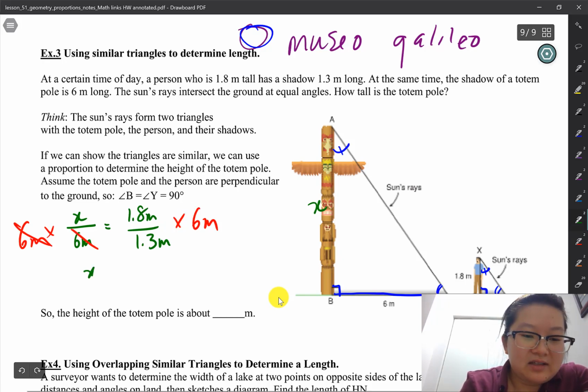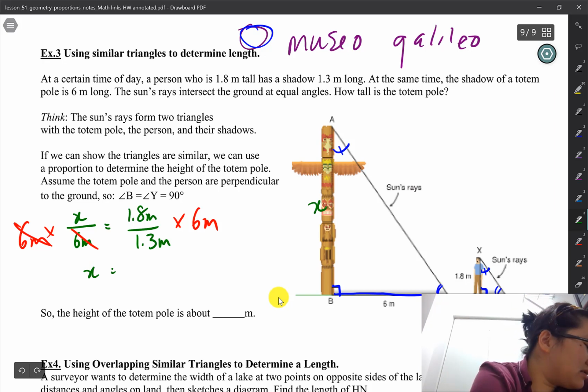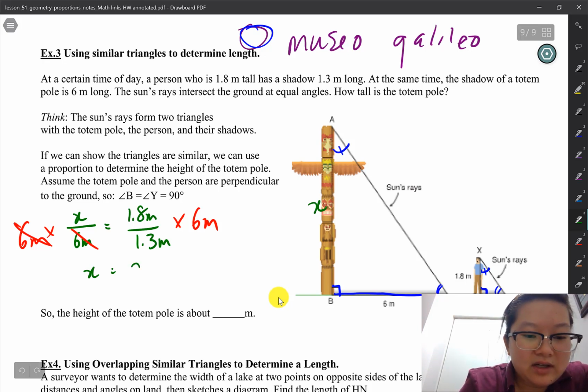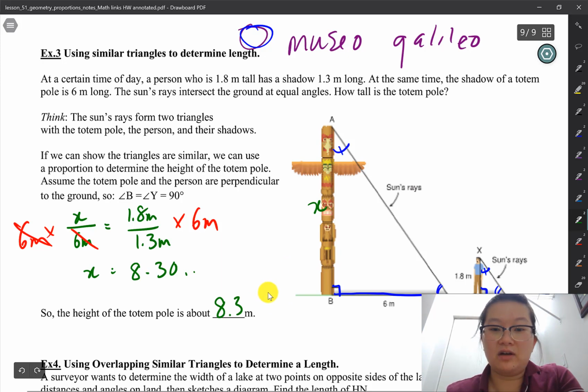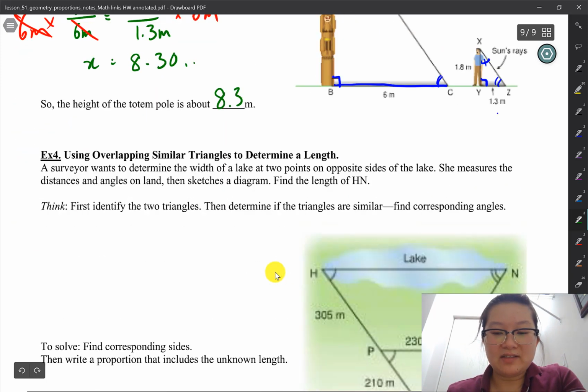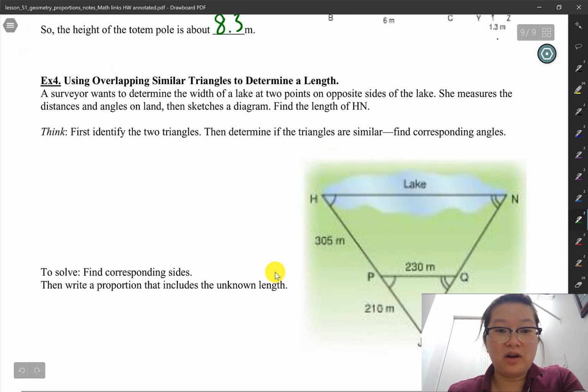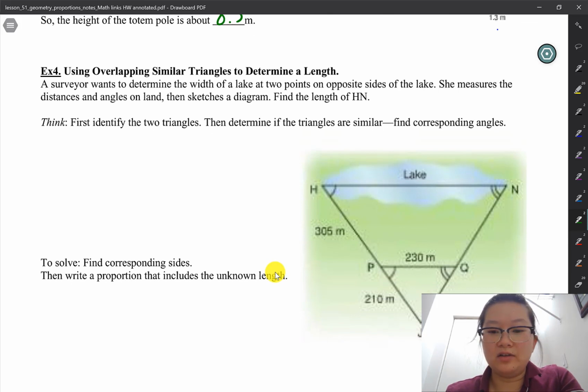So I get 1.8 over 1.3, which is then multiplied by 6. I get 8.30, or this is about 8 meters tall. Actually, 0.3 is not bad. 8.3 meters tall, okay? So now we have a similar situation below where I have two overlapping triangles.